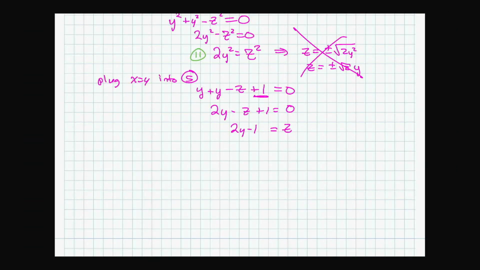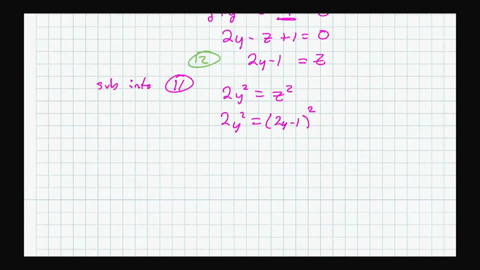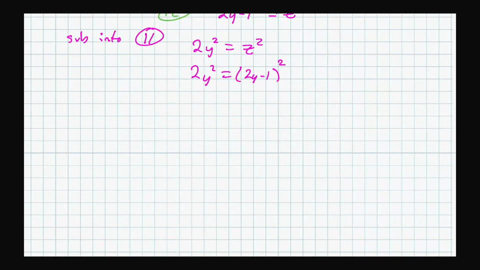We didn't lose a lot of work. So substitute that in for z in 11. So for 11, you've got 2y squared equals z squared. But z is 2y minus 1. Okay, and now this only has y. We should be able to solve for y now. So you get 2y squared equals 4y squared minus 4y plus 1. Move the 2y squared over, you get 0 equals 2y squared minus 4y plus 1.